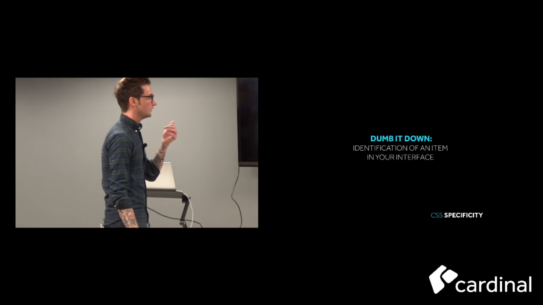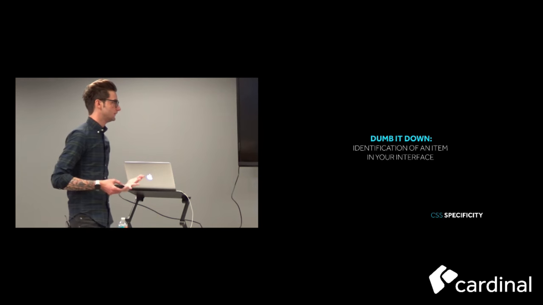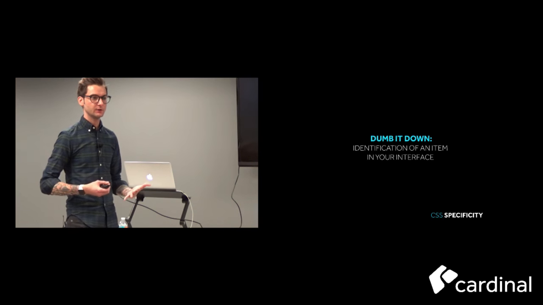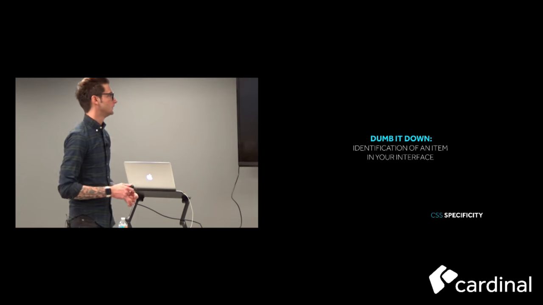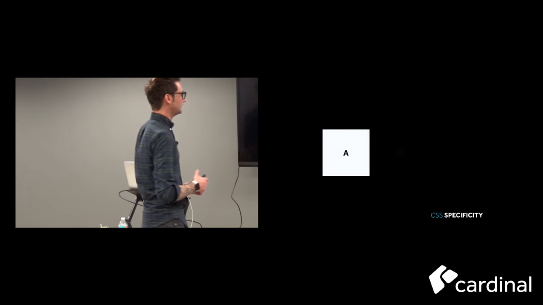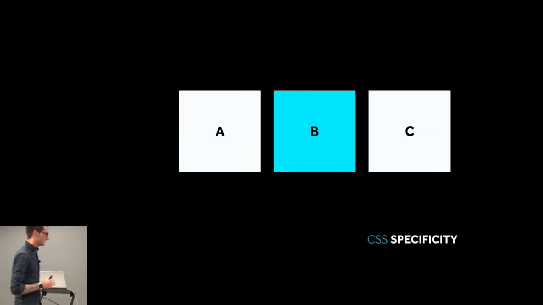So this isn't necessarily true. I'm just trying to dumb it down as much as possible, but it's identification of an item in your interface and how you're going to write some CSS code to identify that piece of code. So back to these squares. So again, we have A, B, C here. And looking at this pattern, specificity is related to more than just writing CSS code and styling. It's identifying also patterns inside your interface. So if we looked at A, B, C here, what are some patterns that you see?